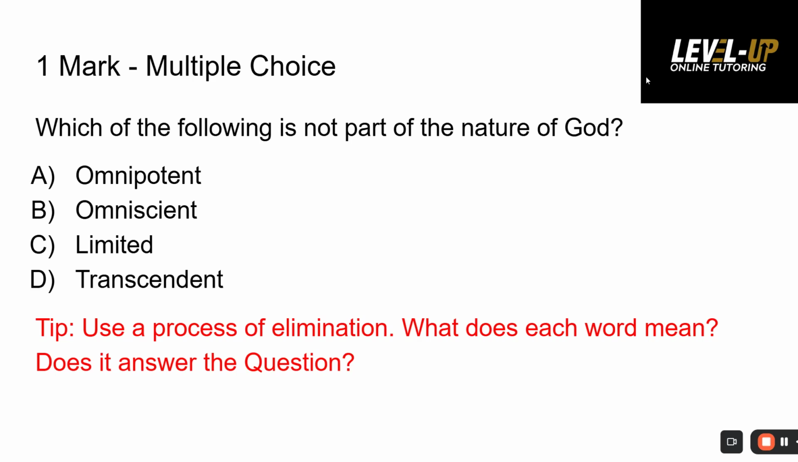So the first one is omnipotent. What does that mean? That means God is all-powerful. Is that part of the nature of God? Yes. Does it fit the question? No, we can get rid of it. B, omniscient. And that means God is all-knowing. Is that part of the nature of God? Yes. Does it fit the question? No. We can get rid of it. And just by knowing two of those words, we've now made it a 50-50.